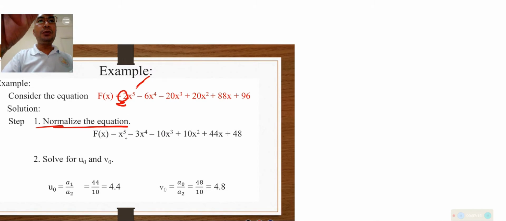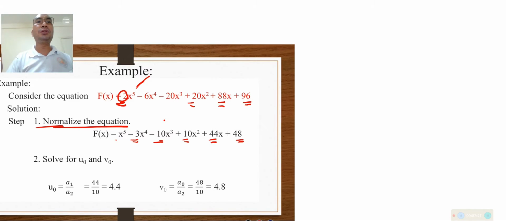So 2 divided by 2 is 1. Negative 6 divided by 2 becomes negative 3. Negative 20 divided by 2 is negative 10, plus 20 divided by 2 becomes positive 10, plus 88 divided by 2 becomes plus 44, and 96 divided by 2 becomes 48. Now we have normalized the equation, or we have turned the first term of the equation with the highest degree into 1.